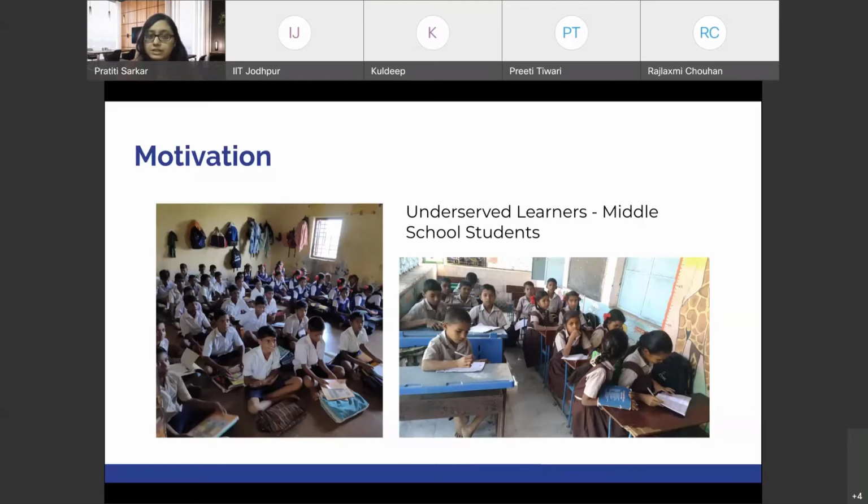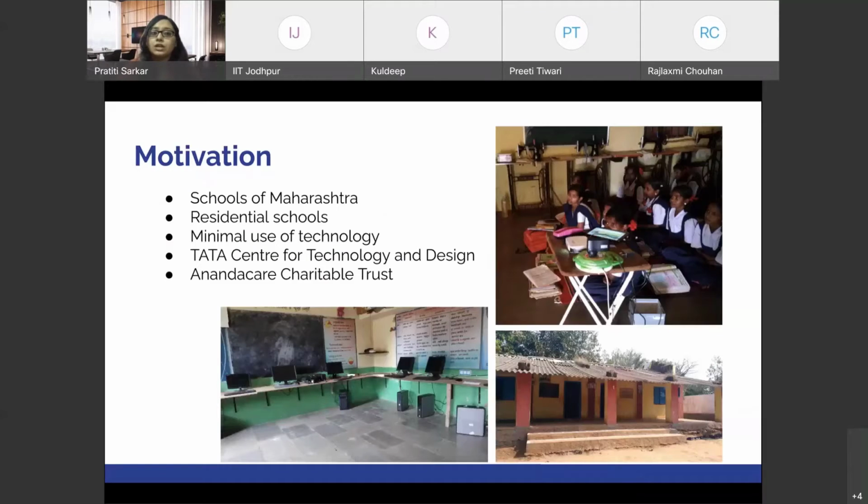on projector screens. We looked into the schools of Maharashtra and also a few residential schools to see how technology is used. They do have computer labs, which are promoted among students from class 10th onwards, and which is basically driving them towards more use of technology.